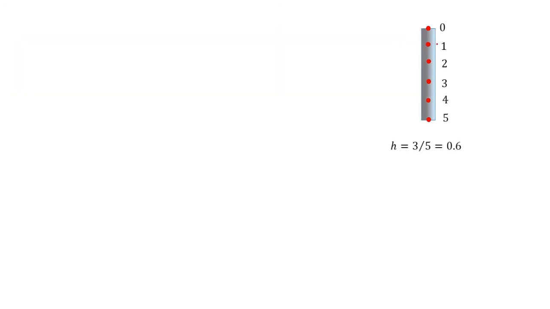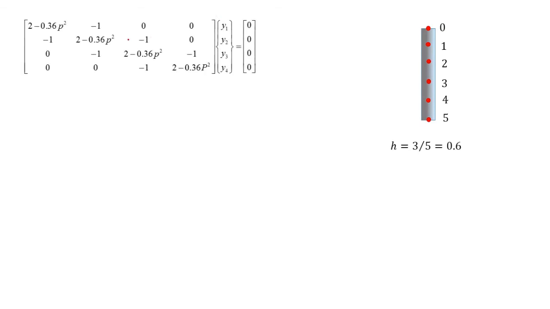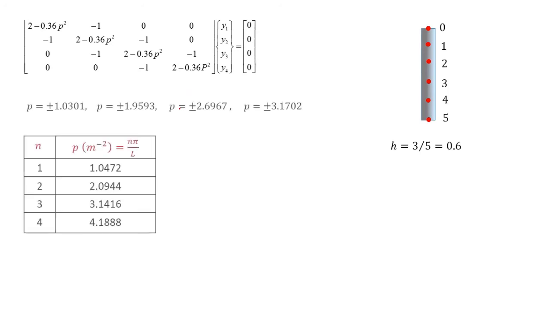Now when we divide our column into 5 equal segments, then we will have h is equal to 3 by 5, that is equal to 0.6, and the resultant equations are represented in a compact form using a matrix. By solving this equation we will get 4 eigenvalues: p is equal to plus or minus 1.0301. Then the second eigenvalue is p is equal to plus or minus 1.9593. Then the third eigenvalue is p is equal to plus or minus 2.6967, and the fourth eigenvalue is plus or minus 3.1702. So these four are numerical predictions, and these four eigenvalues are our analytical results.